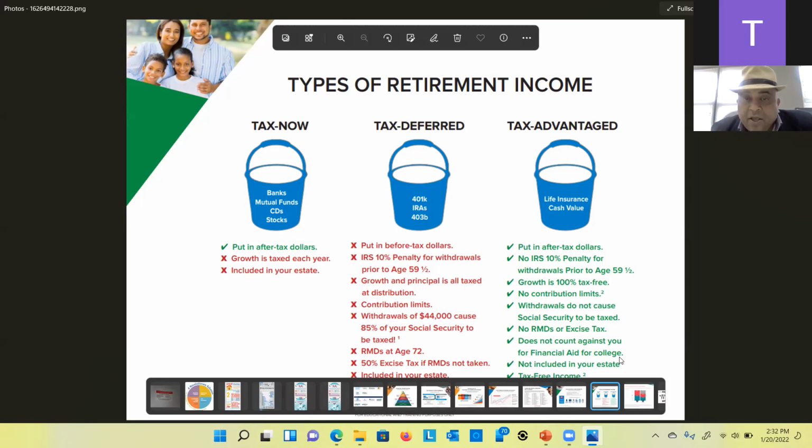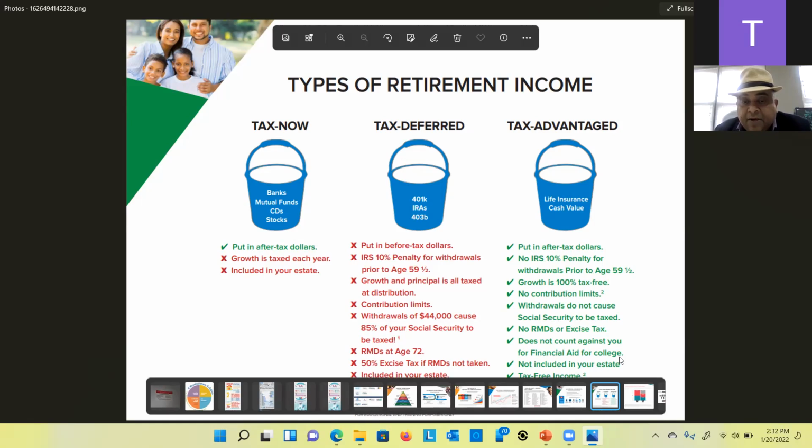Contribution has limits. The 401k maximum contribution limit, as I know, is 19. Withdrawal of 44,000 causes 85% of your Social Security to be taxed. That's called provisional tax. That's another bonus, just because you guys are attending this. Provisional tax applies at the age of 65 when we're getting Social Security. A lot of us think we're going to get Social Security, but if you're making income of more than 44,000, and you take out, let's say, 44,000 or more from your 401k, your Social Security will be taxed 85%. I think it's now 88, but let's say 85.